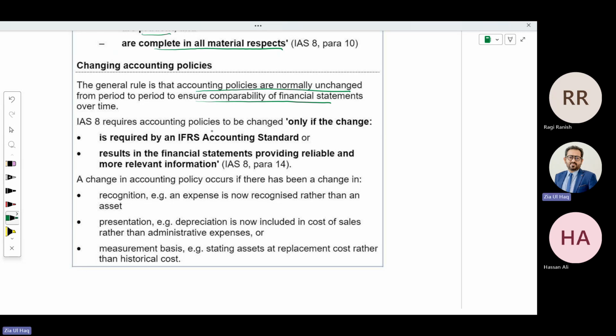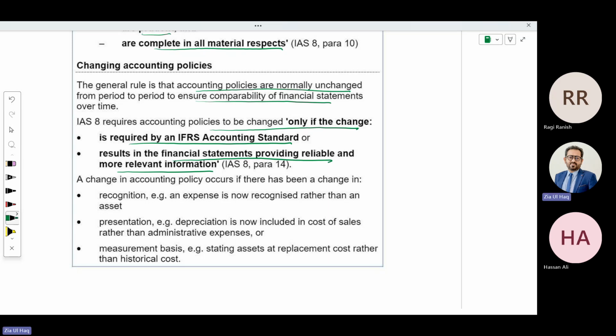IAS 8 requires accounting policies to be changed only if the change is required by the accounting standard or results in financial statements providing reliable and more relevant information. Meaning by changing the accounting policy, we can produce more reliable and relevant financial statements. Then you need to change the accounting policy. Otherwise, accounting policy should not be changed year on year.